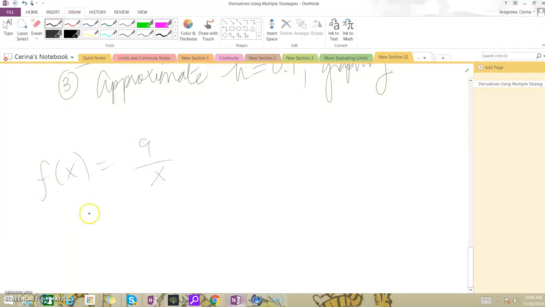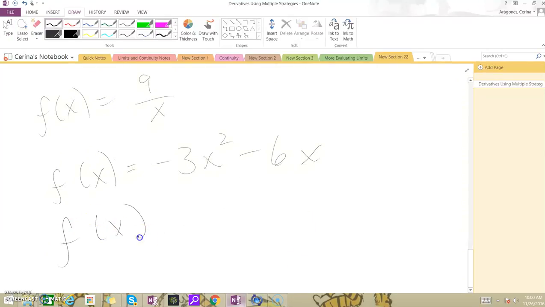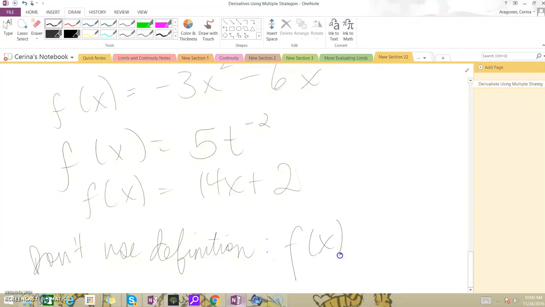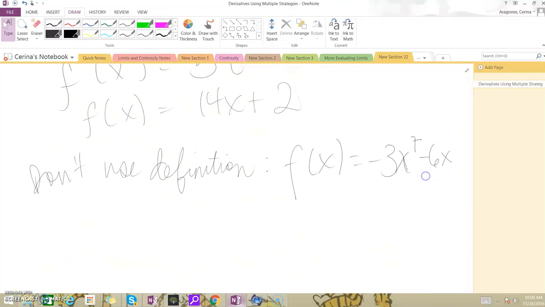So you can practice with 9 over x. f of x equals negative 3x squared minus 6x. f of x equals 5t to the negative 2. f of x equals 14x plus 2. And for this one, don't use the definition. Just use the power rule because it would be kind of hard to use the definition for this one. Negative 3x to the 7th minus 6x, and negative 2x to the 8th minus 6x to the 6th.